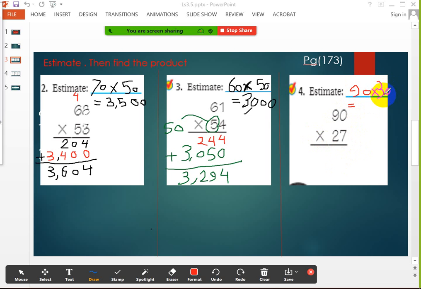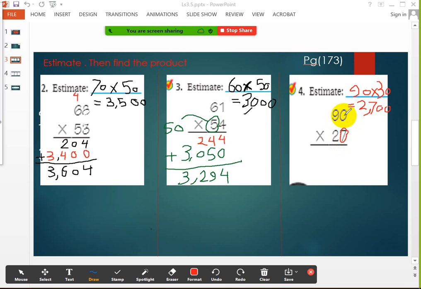9 multiply 3 equals 27. Very good, 27, and I have to put 2 zeros next to the answer. So the estimate must be 2,700. Very good. Now I want you to help me, Taline, with multiplication between the ones number 7 and the 2-digit number here. Now let's start.